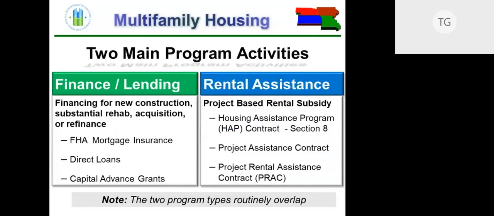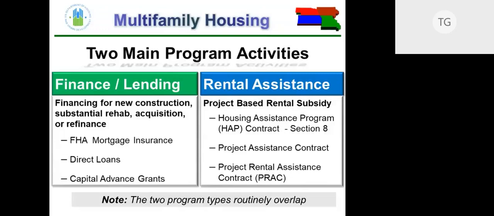We also have rental assistance. So a large portion of our portfolio has project-based rental assistance. So multifamily is slightly different from public housing, in which we provide rental assistance to properties, but it's to an individual property owner, and so the rental assistance is there at the property. So an individual would apply for the assistance when applying for an apartment. The rental assistance types that we have are housing assistance payment, which is traditional Section 8, and then we have project rental assistance contracts, and then a PAC, a project assistance contract.